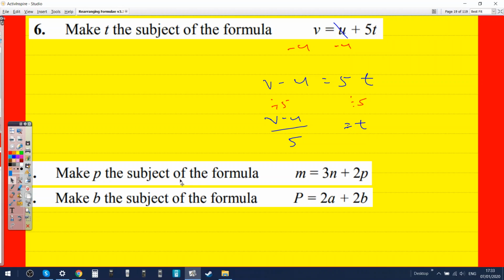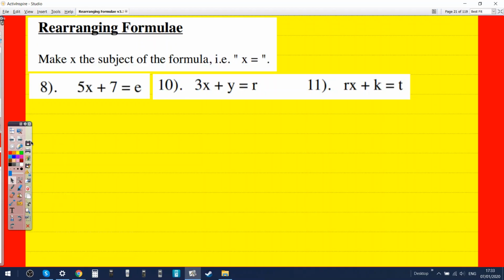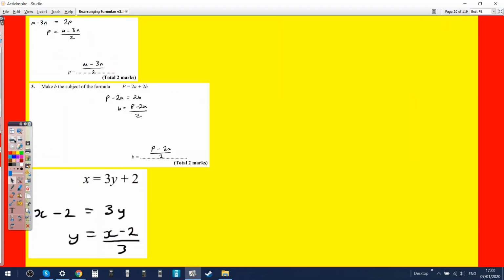Okay, so these are very similar. Let's see. They're similar.